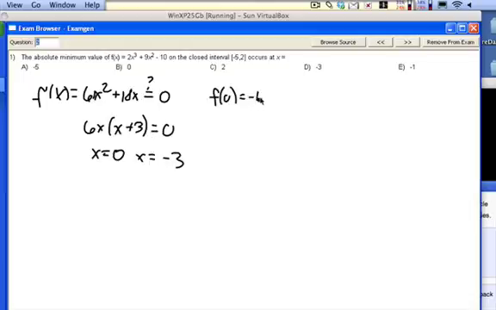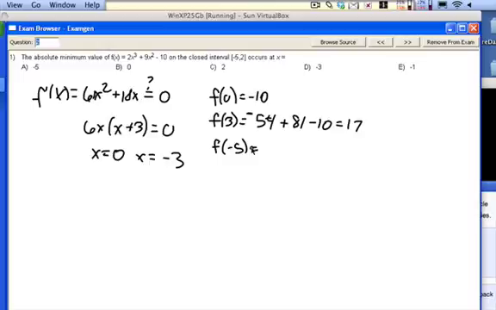F of 0 is negative 10. F of negative 3 is equal to negative 3 cubed, which is negative 27, times 2 is negative 54, plus 9 times 9 is 81, minus 10. So 81 minus 10 is 71, minus 54 looks like it is 17. Okay, so that's f of negative 3. Now we have to take a look at f of negative 5, at the end point.